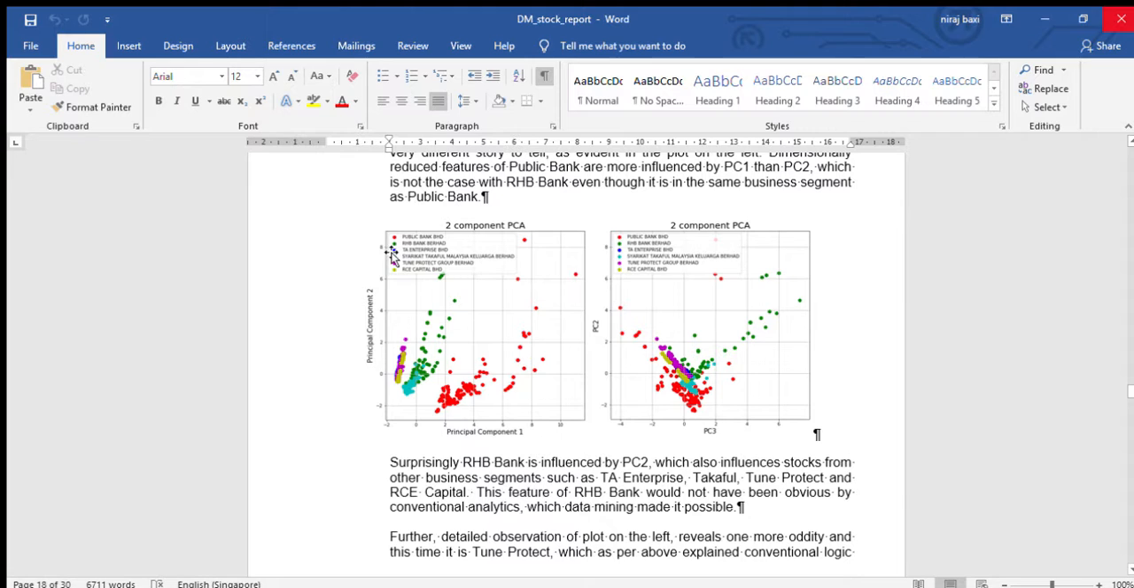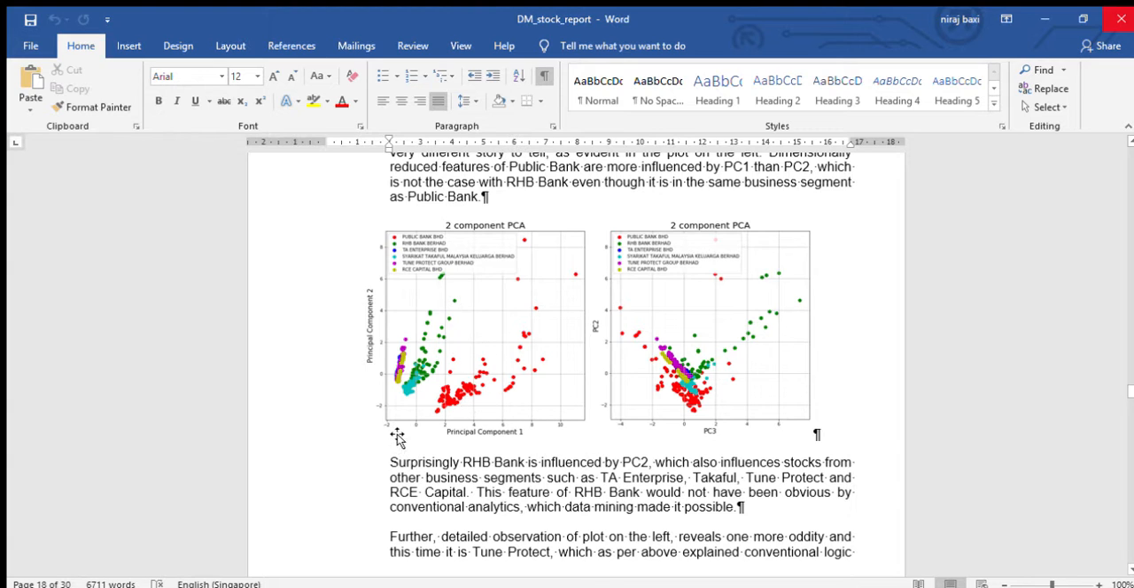So here the colors in the legend represent different stocks, 6 stocks of our choice that we have selected. Let us start with Public Bank. The hypothesis we were trying to test over here is that bank stocks should behave like bank stocks. So all the bank stocks grouped under the banking segment should have a similar kind of behavior, right?